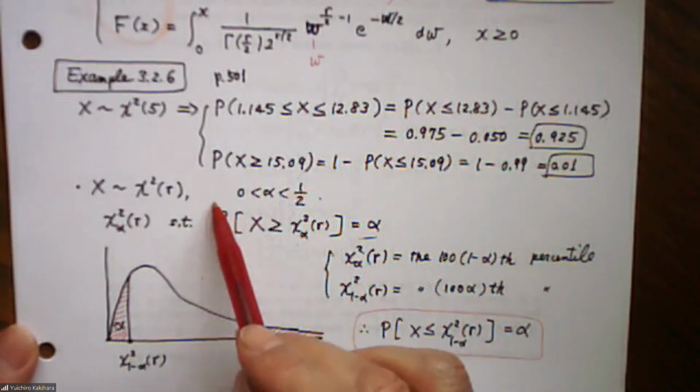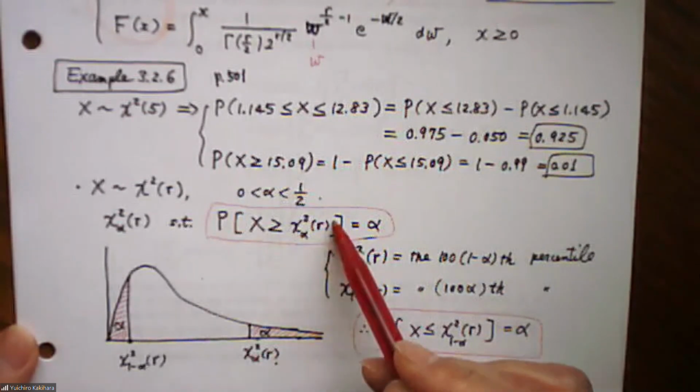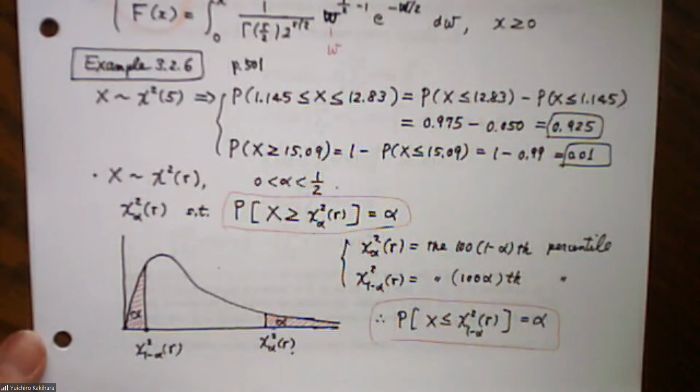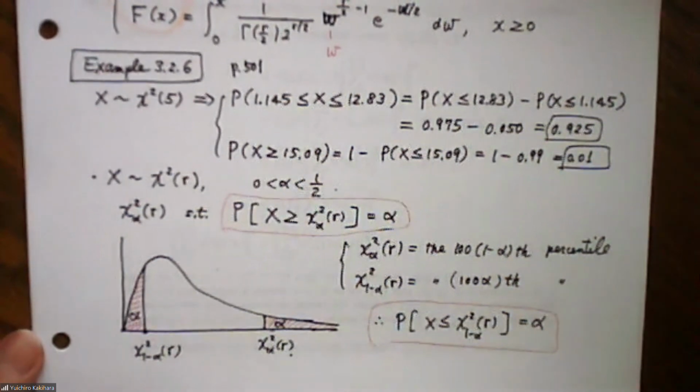This is the definition of this number or this number. This is a picture: this side is alpha, or this side is alpha, and this point is chi-squared sub alpha of r, and this point is chi-squared sub 1 minus alpha of r. You can use these to figure out the probability that X is between some numbers. Those numbers are always given in the table; otherwise we need a computer to figure them out. But I'm going to ask you only about those special numbers.